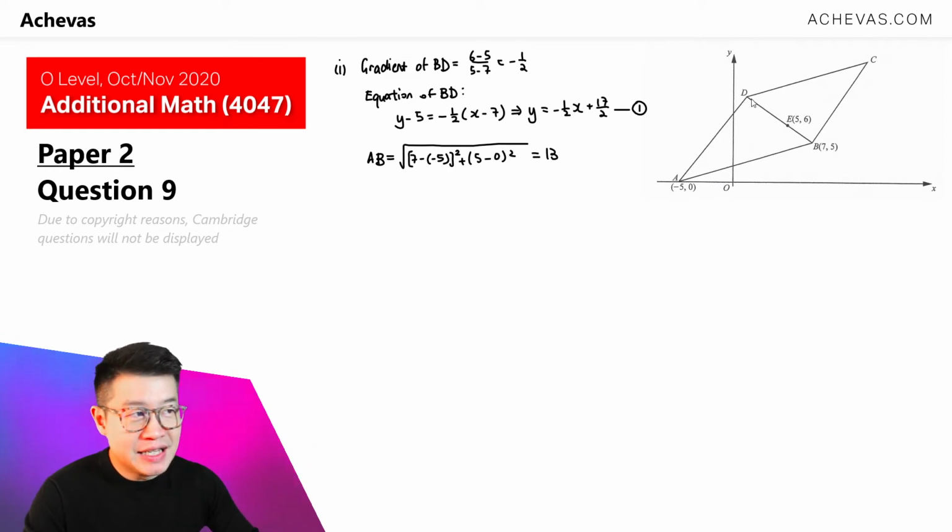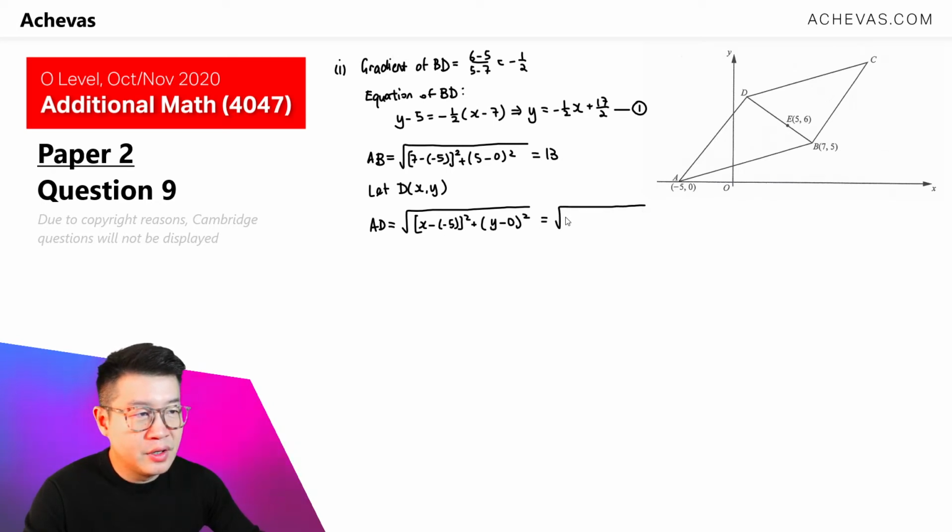And for AD, since we don't know the coordinates of D, I'm going to just assume that the coordinates of D are (x, y). By making this assumption, AD will be equal to, if I make use of this coordinate and this coordinate, the square root of (x minus 5) squared plus (y minus 0) squared. And this will be equal to the square root of (x plus 5) squared plus y squared.